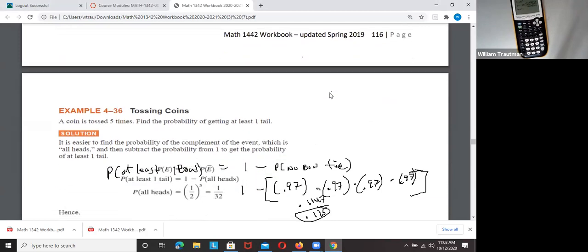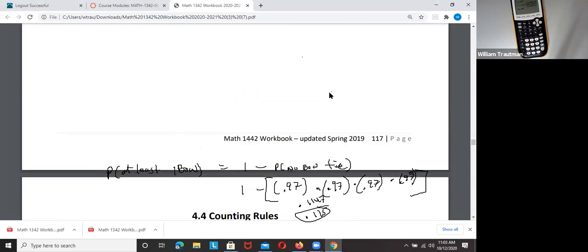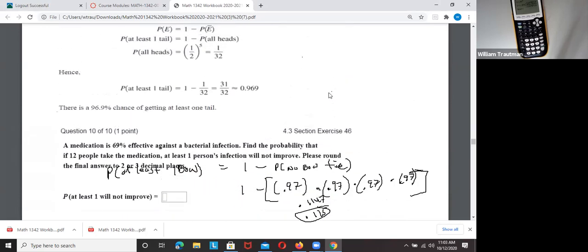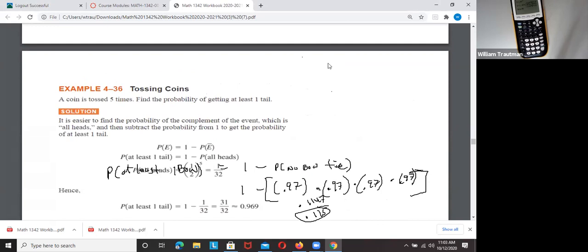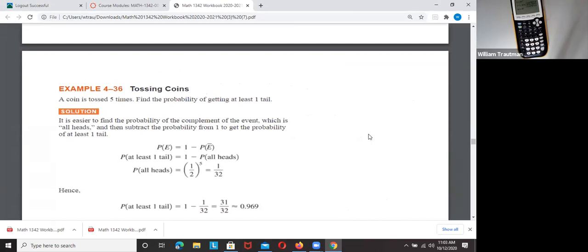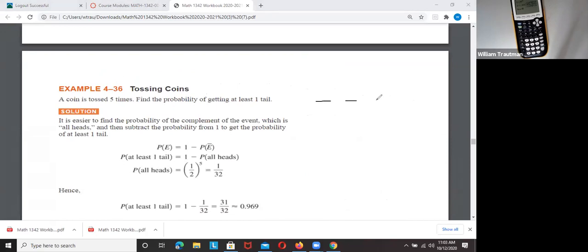And this is another example. This is the last example. So let's take a look at this last one, there's 2 examples here. Here's one they did for us, and then we'll look at it. So a coin is tossed 5 times. So you could do this. There's going to be 5 probabilities. Find the probability of getting at least 1 tail.